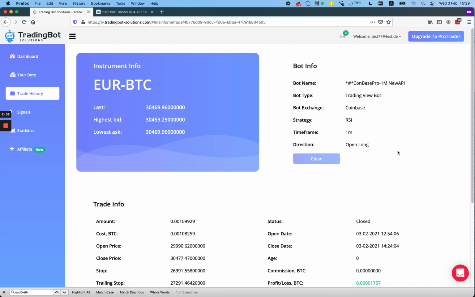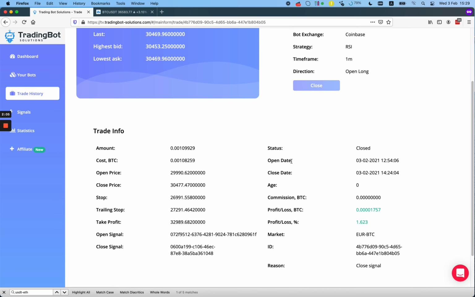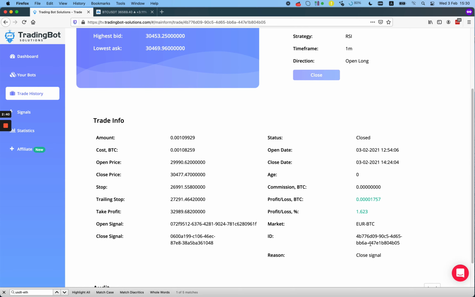You see we closed this trade here, and always if the trade got closed, you see the open date, you see the close date, you see the age. If it's 0, it's the same day. You see the commission, which is not active anymore now because it's already calculated if it's closed, into here the whole volume. So in this case we closed at a profit of 1.623, and for the trading volume we have, this is the Bitcoin amount we earn with it. This is actually the ID to identify. And why was it closed? Because of a closing signal.